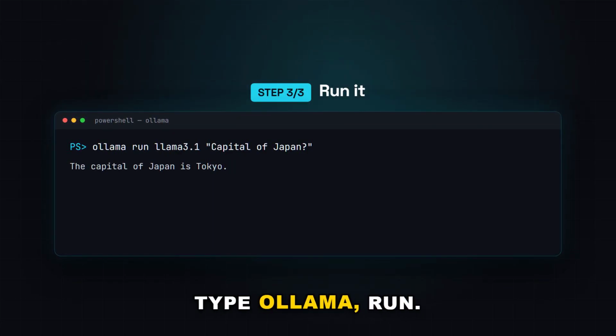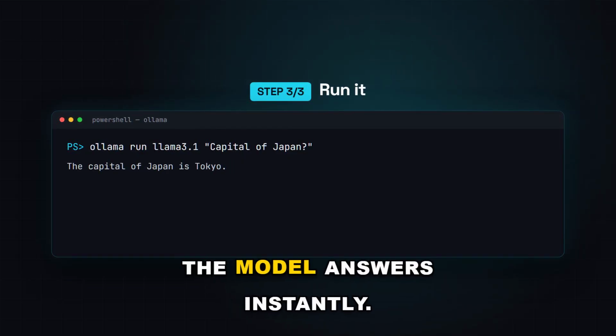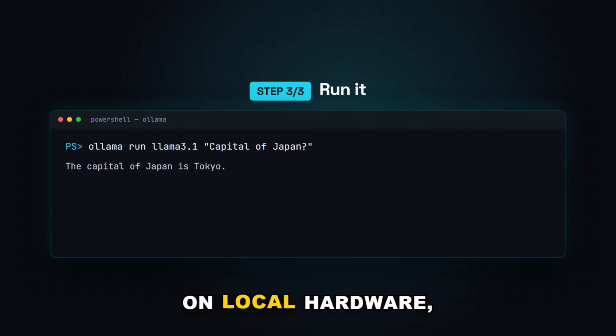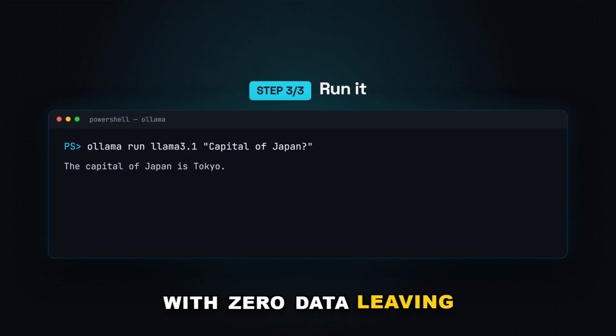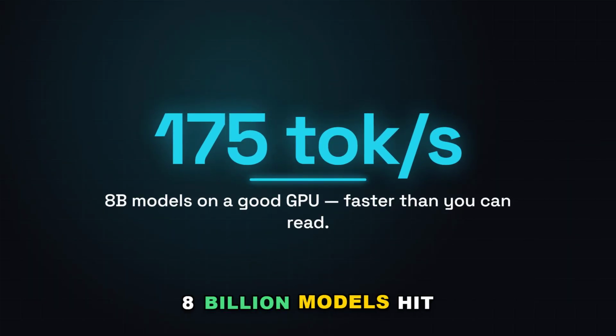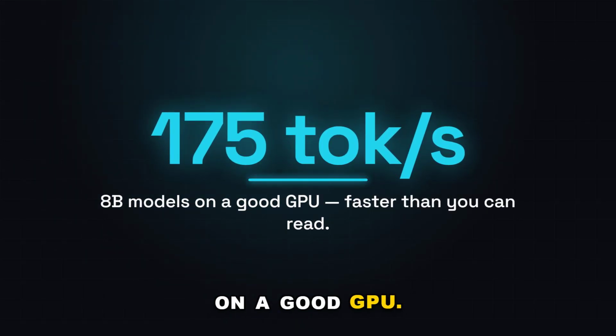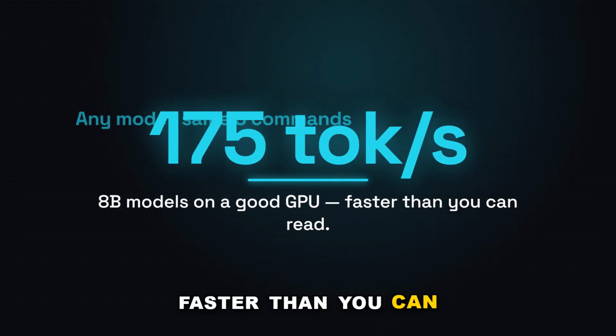Run it. Type ollama run, ask anything, and watch. The model answers instantly, on local hardware, with 0 data leaving your computer, and it is fast. 8 billion models hit 170 tokens per second on a good GPU. Faster than you can read.